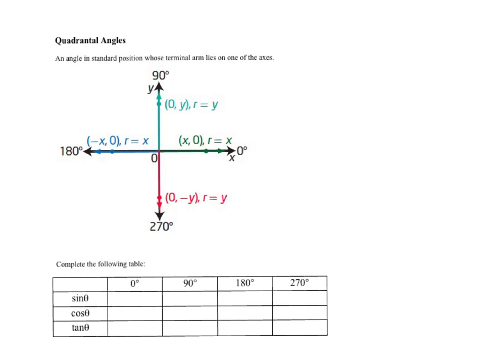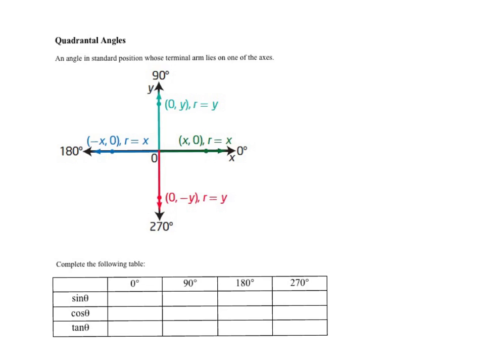Quadrantal angles. So you saw how that kind of works with a point and a triangle, and you could find the trig ratios. The problem here comes when you can't draw a triangle. And that happens when the angle is actually on one of the axes. You can't make it into a triangle. And so instead, this is the information that you have.